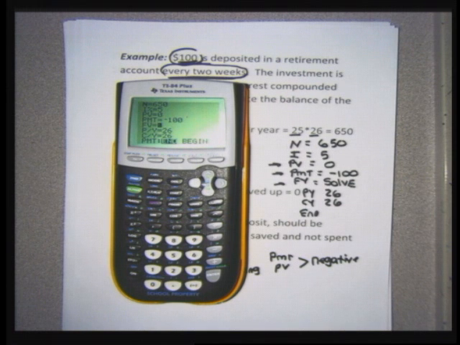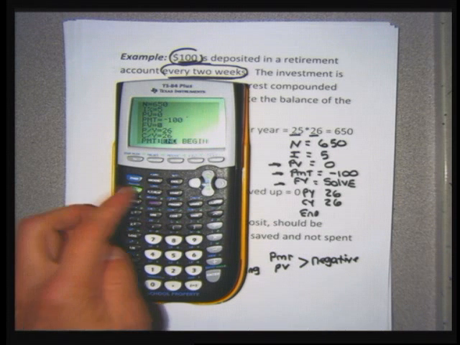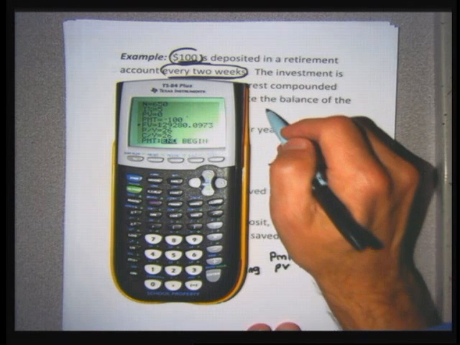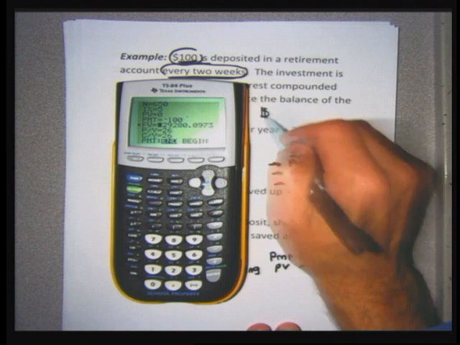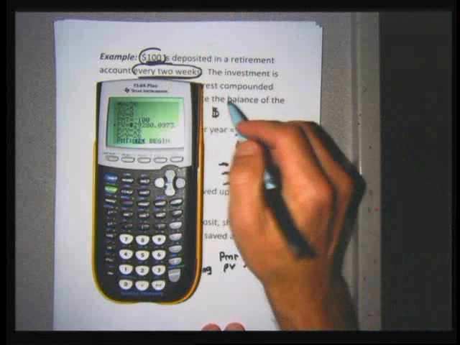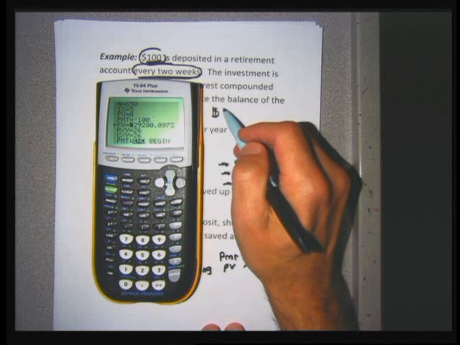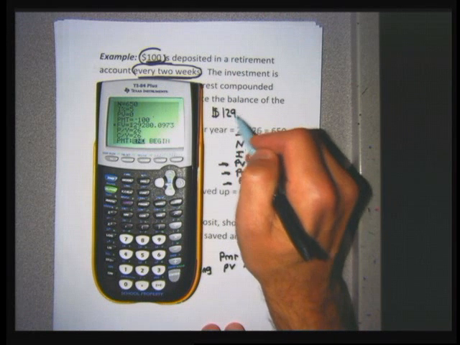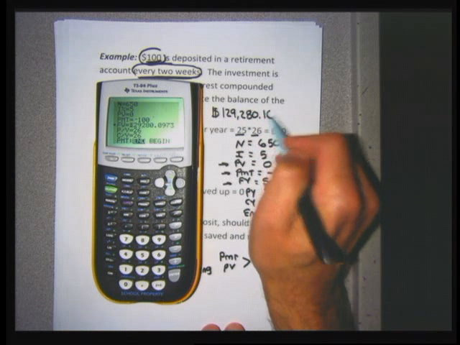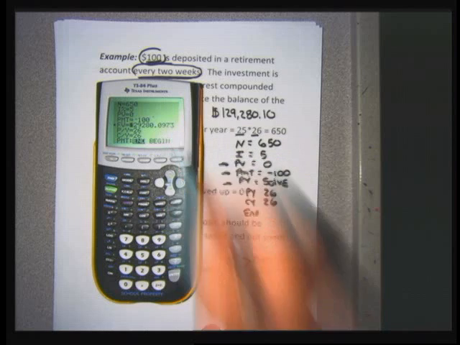So I have everything entered. Now I want to solve for the future value. I cursor up to the future value, get my cursor flashing there, then I hit the alpha button and then the enter key. After 25 years, putting $2,600 away a year, that's $100 times 26, this person is going to have $129,280, and we'll round that to 10 cents because that's 9.7 cents, and we round it up to 10 cents.